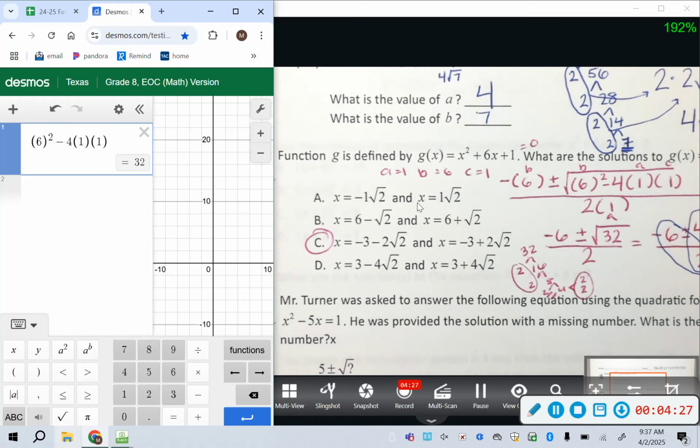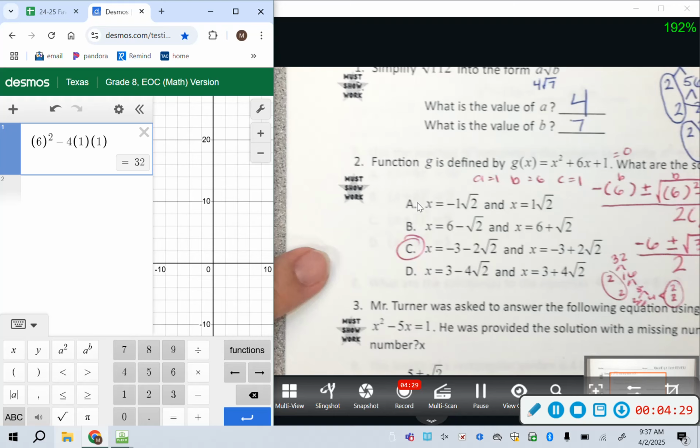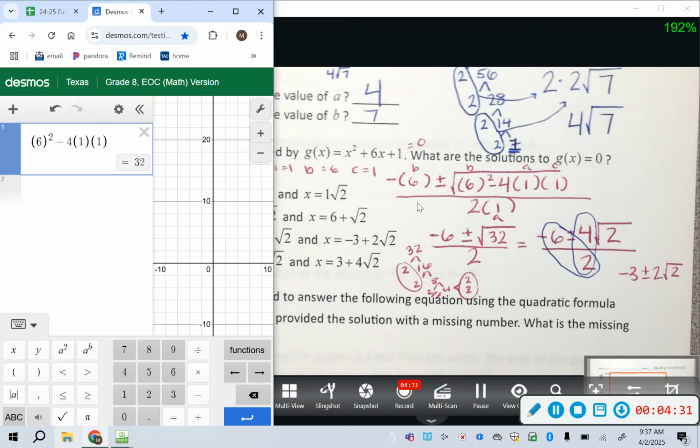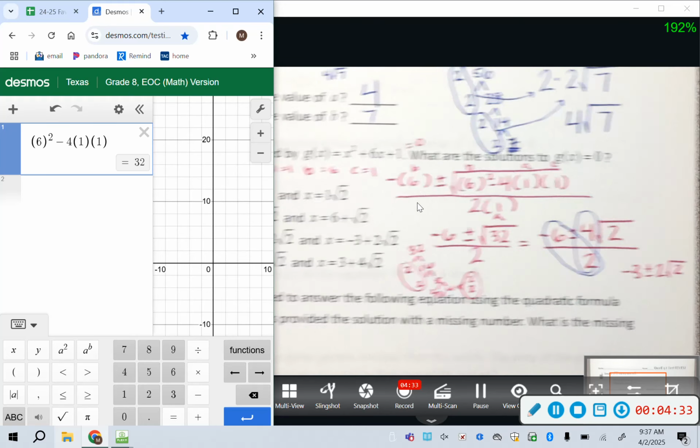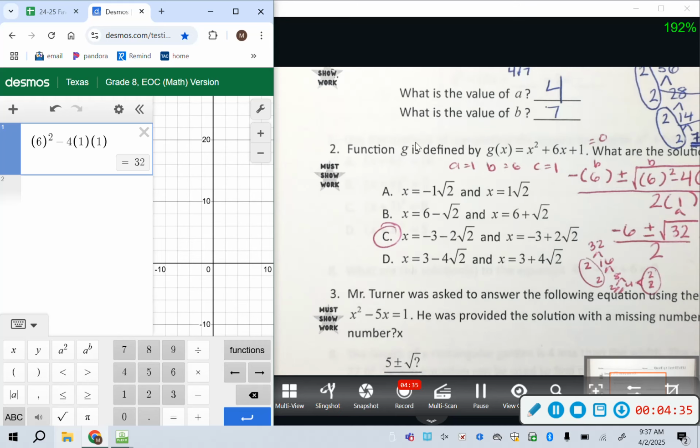Now, one other method you could have done. I'm going to show my work on this side this time. Okay, here's that if you need it. Another method we could have done is typing it in the calculator, so we can check it.